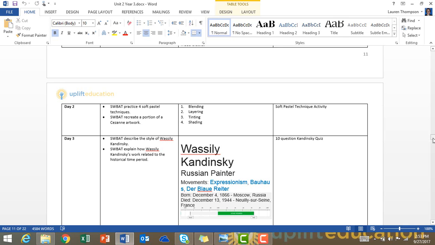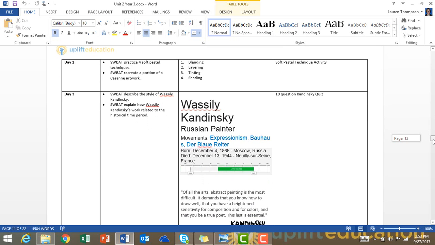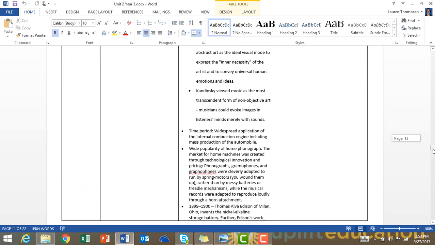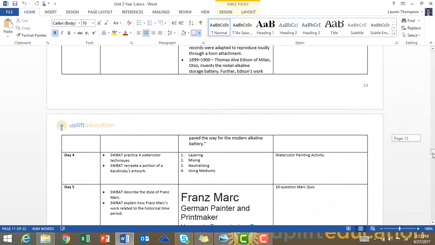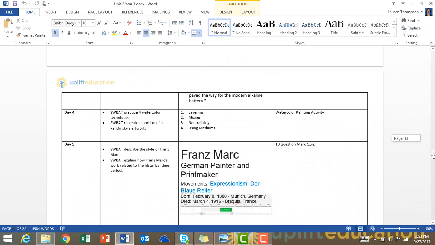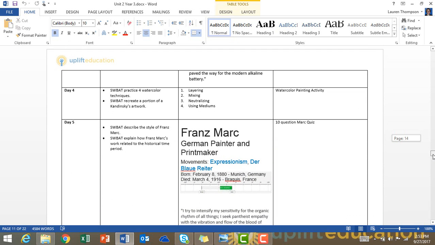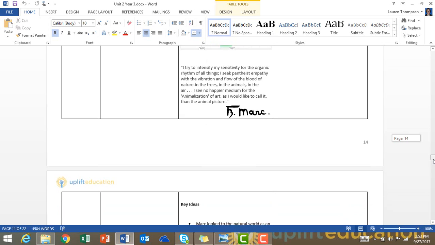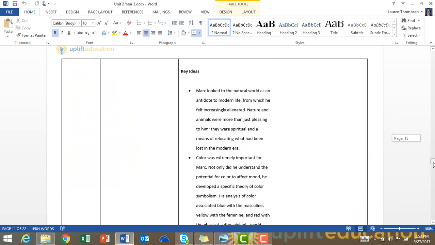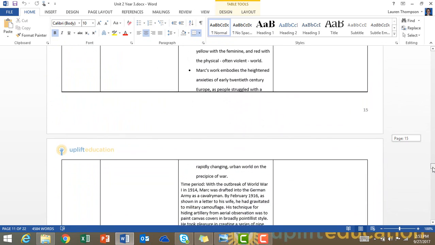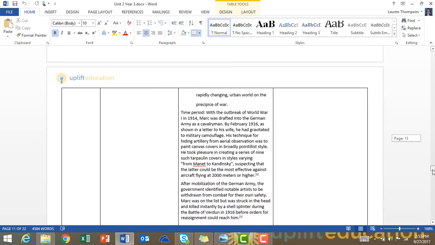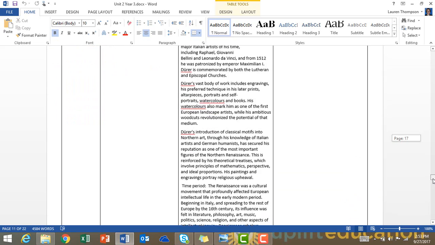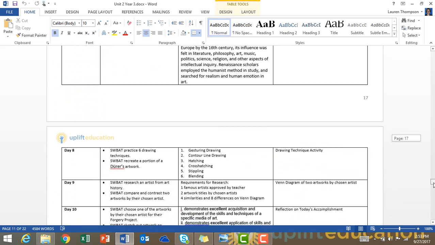With each artist, they'll learn about them, they'll take a quiz on them, they'll complete an activity where they practice a specific media, and then they'll complete an activity where they copy a portion of that person's artwork. So your students will have copied 5 small portions of a person's artwork before they get to the point where they're choosing their own artist to copy.